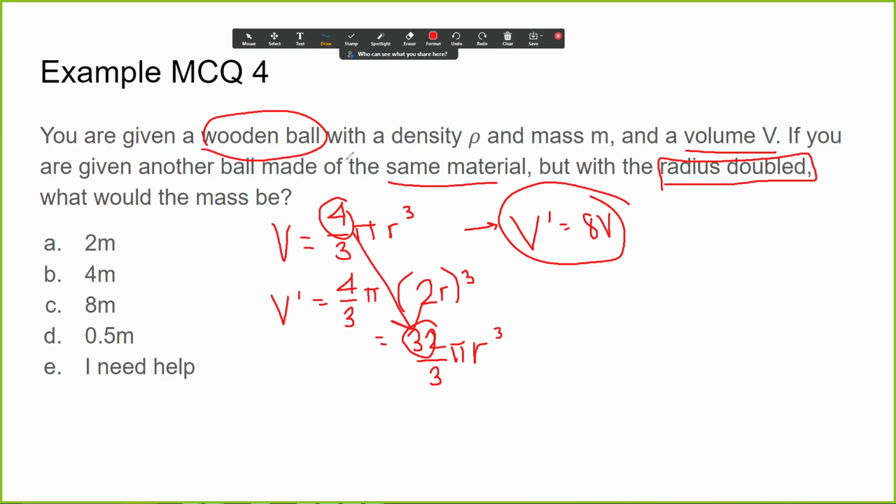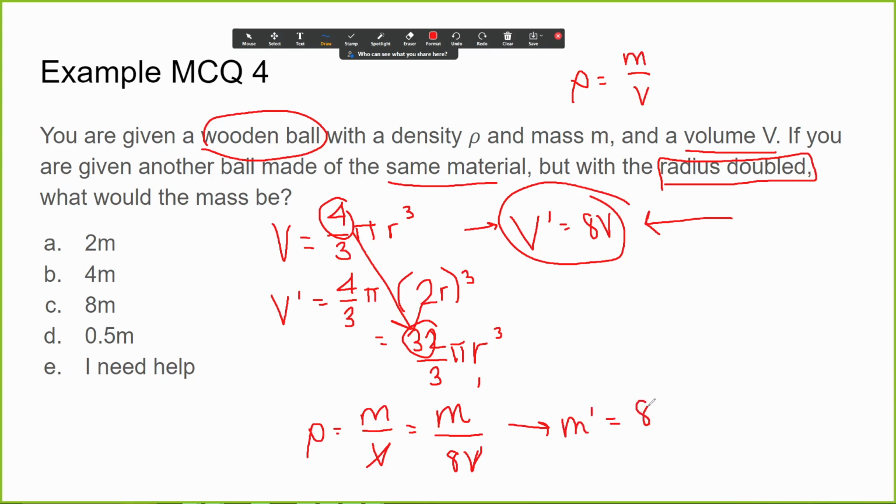Now, I'm told that they're the same material, so I know that means that they have the same density. So I could say, okay, my original density was rho equals m over v, and I want that density to be the same, just with some m prime that I have as a result of doubling the radius of one of these balls. So if I have rho is equal to m over v, that's also going to be equal to m prime over 8v, based on this here. And the fact that these balls, once again, have to have the same density because they're made of the same material. So I can cancel out the v's, and very similar to the last one, I just rearrange and say, okay, m prime is equal to 8m.